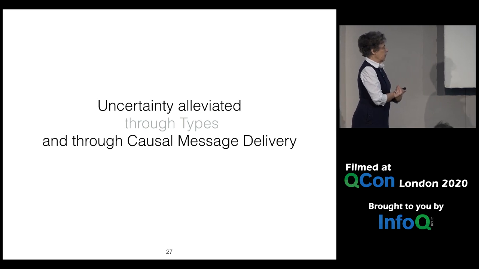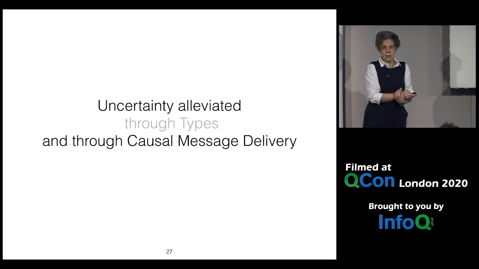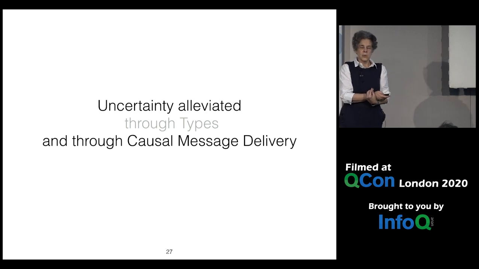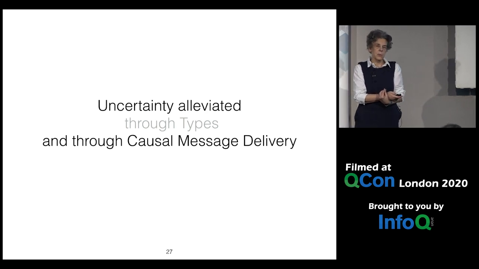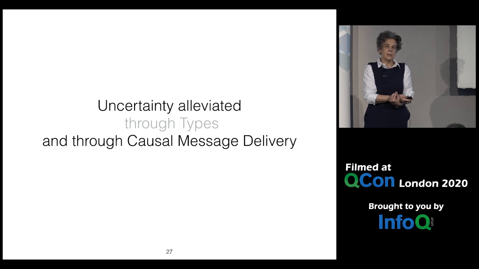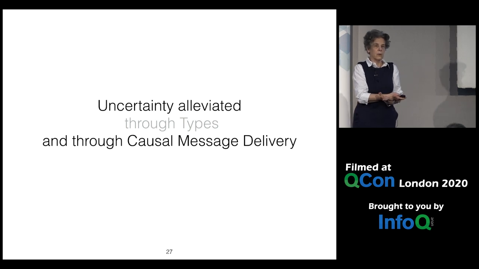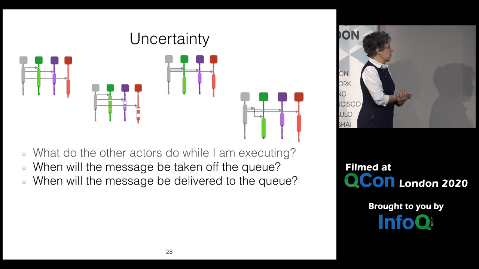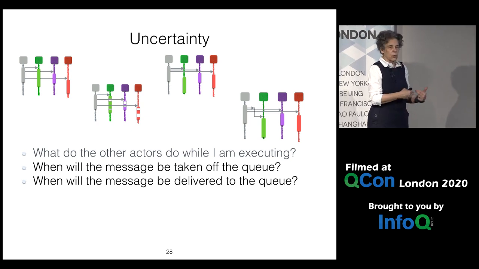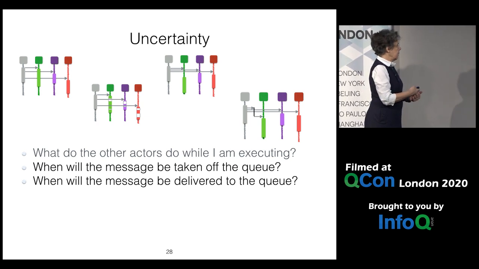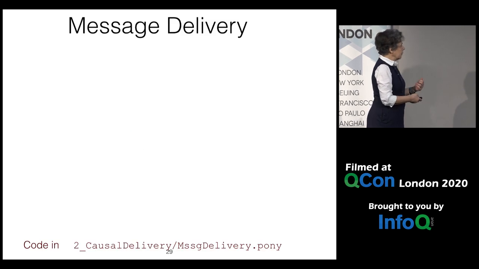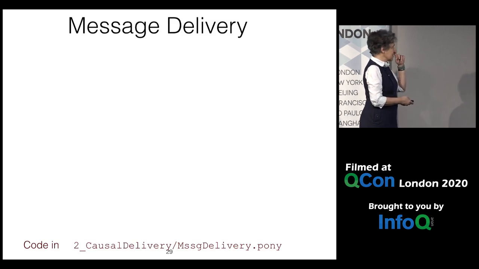The other reason that this uncertainty is alleviated is because we have causal message delivery, and this goes beyond the guarantees that are given, for instance, in Erlang or in Akka. So there are different definitions of what causality means. And I want to first give an example.